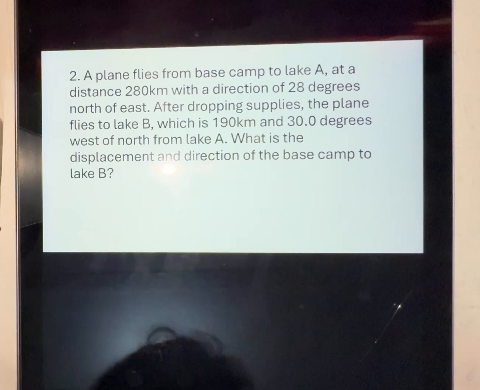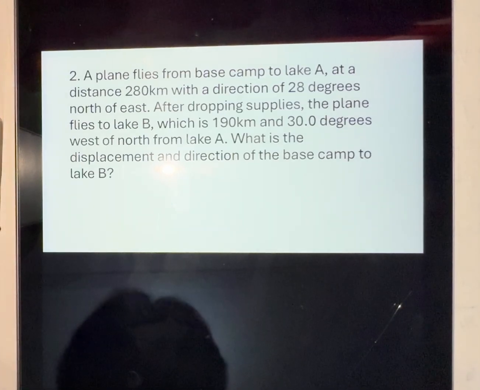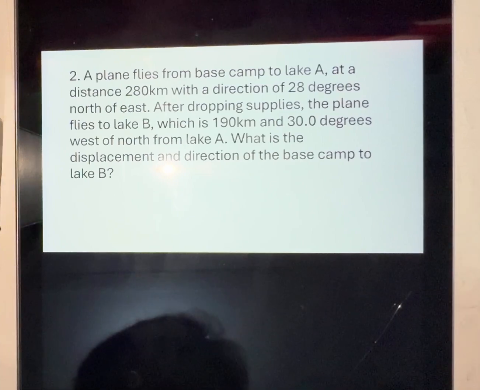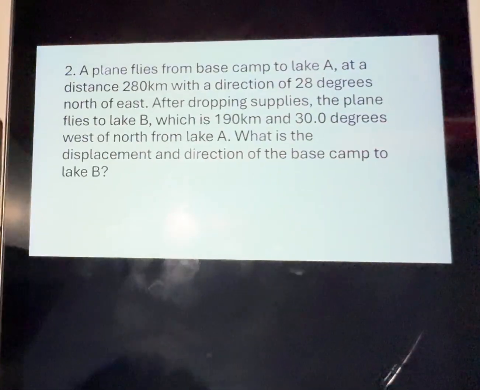Basically, this problem is asking us for the displacement of the entire trip, the trip from base camp to Lake A, and then from Lake A to Lake B. What is the entire displacement of that trip?